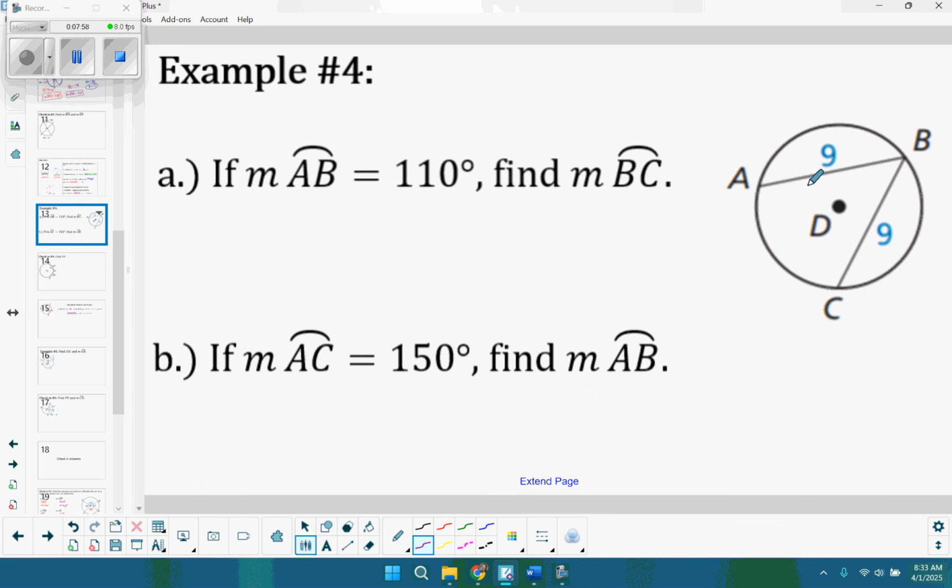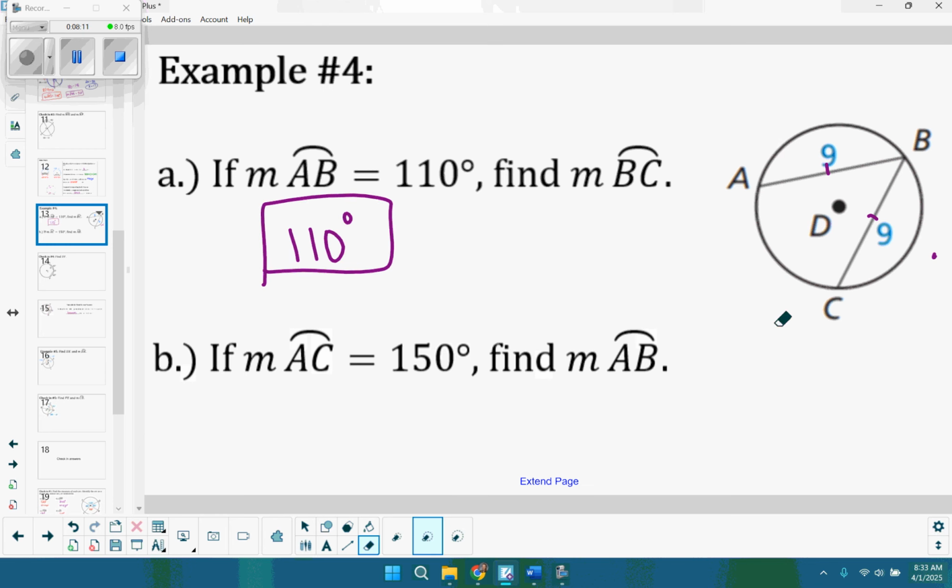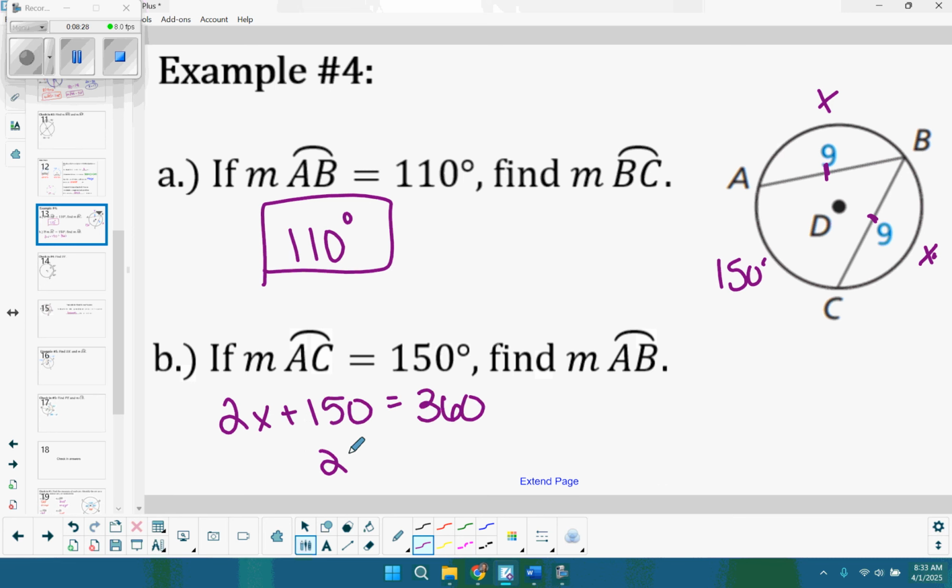So for example 4, if arc AB is 110 degrees, and these are both 9, then arc BC is also 110 degrees. In B, if arc AC is 150 degrees, we know that these two chords are congruent, making these two arcs the same. Together we add to 360. So 2x plus 150 equals 360. Take away the 150, 2x equals 210. So x would be 105 degrees.